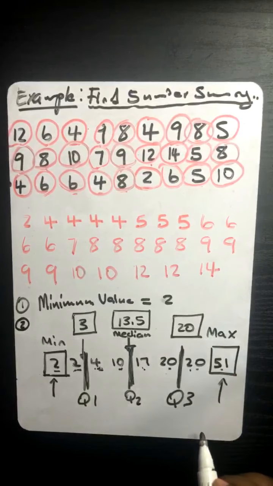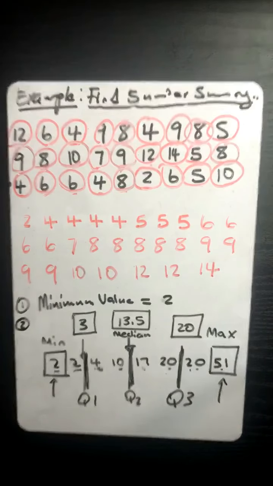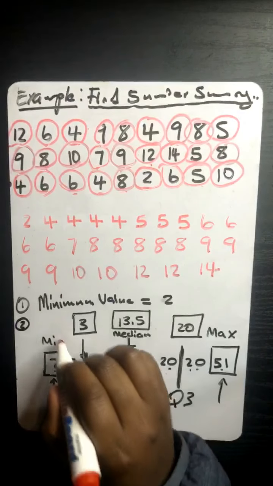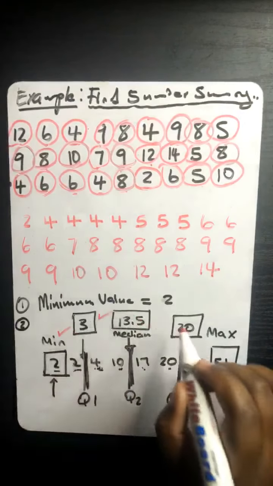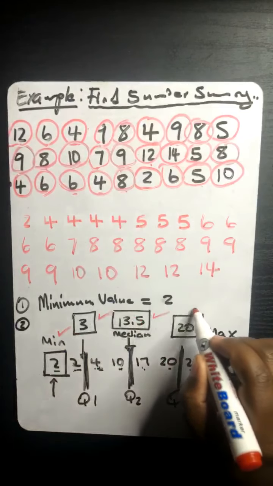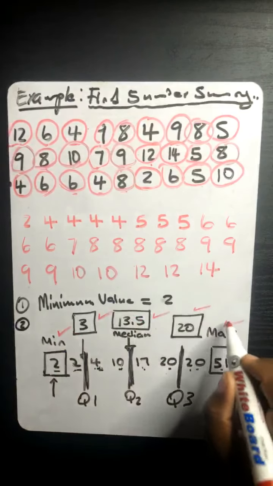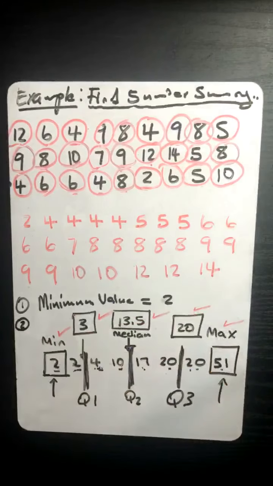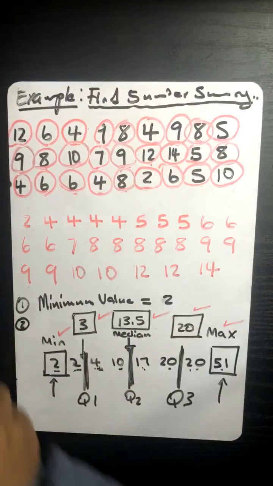So that means your 5-number summary: you have your minimum, your Q1, your median, your Q3, and your maximum. 1, 2, 3, 4, 5. That's how you get your 5-number summary.